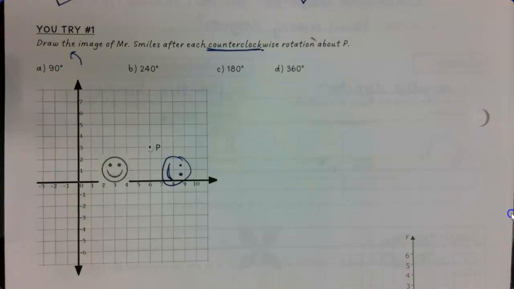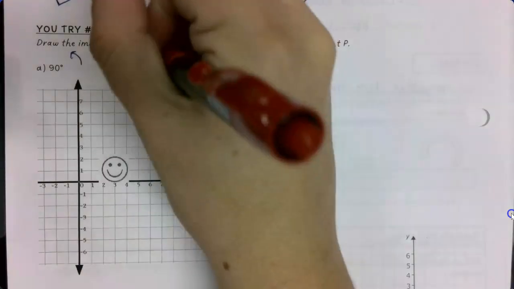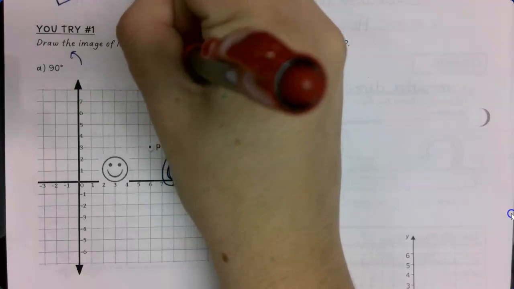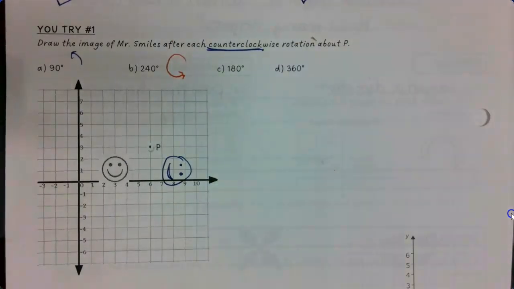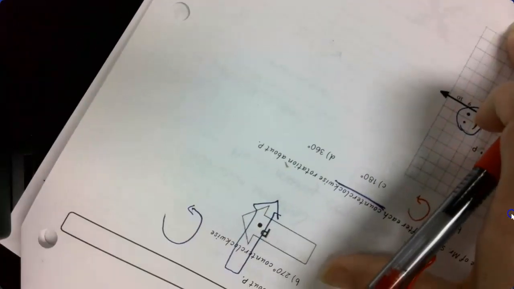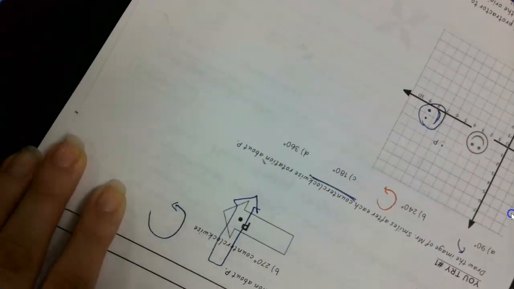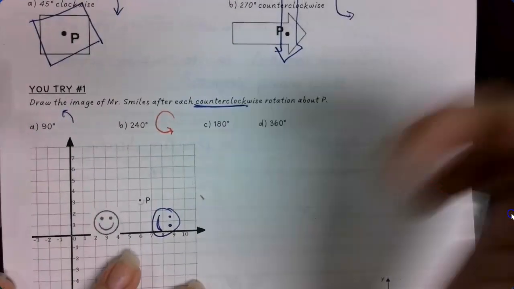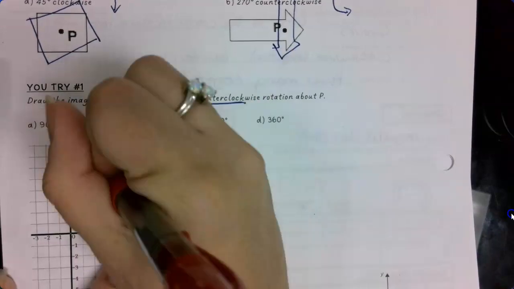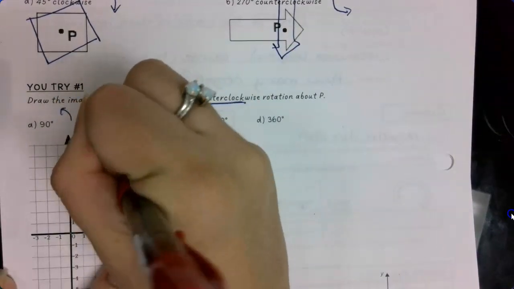Okay, my next one is 240 degrees. So that is going to be like that. So I want to turn the paper. That's 90, 180, and then, oops. So I want him to be kind of diagonal with his smiley face part up there. So that's going to put him over here, and his smiley face part right there.